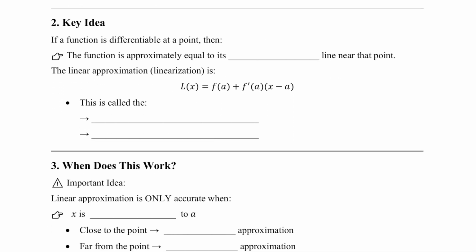Here's the big idea of this section. If a function is differentiable at a point, then near that point, the function behaves very much like its tangent line. So we can say the function is approximately equal to its tangent line near that point.